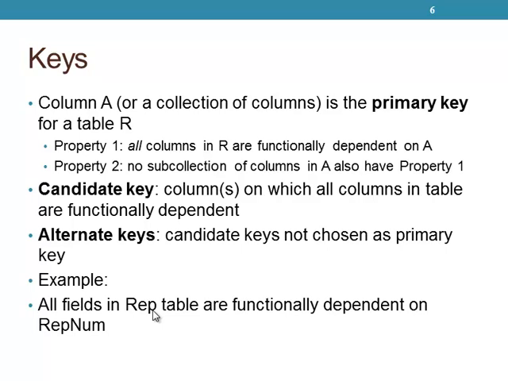Another term is keys. We've been using the term primary key, so I think you understand this. Column A is the primary key for a table if all columns are functionally dependent on A, and there's no subcollection of columns in A that also have the same property. So what does that mean? Any other candidate key is something for which all the columns in the table are also functionally dependent. Alternate keys are keys that were not chosen as the primary key, but could have been.